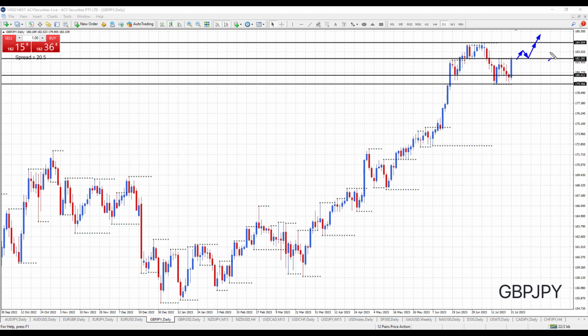All the pairs to the yen are strengthening, so we're moving above 184.00 this week.